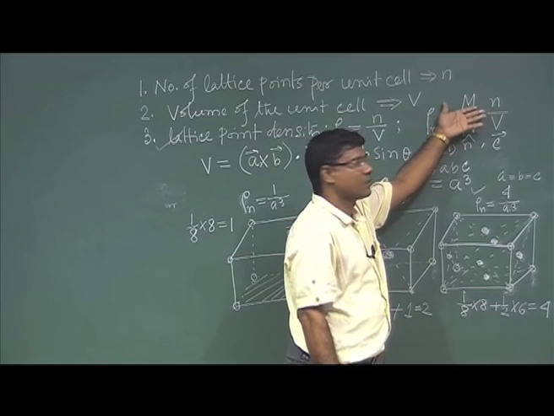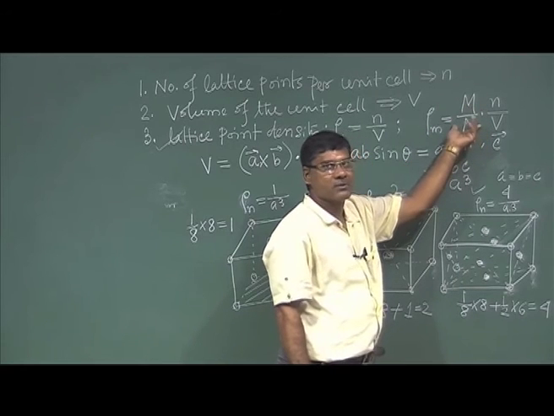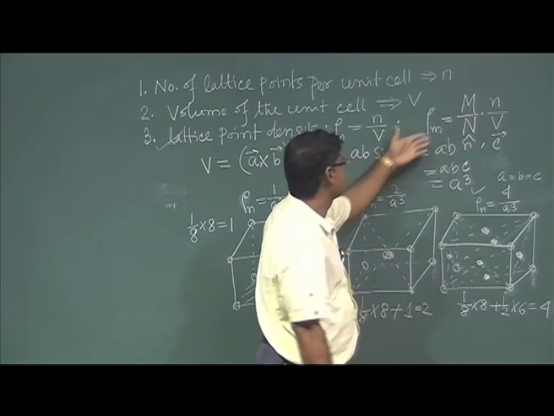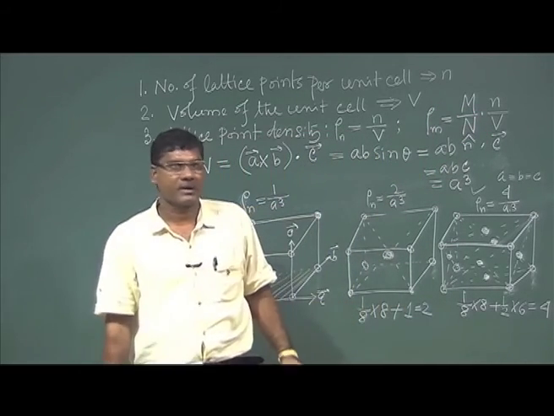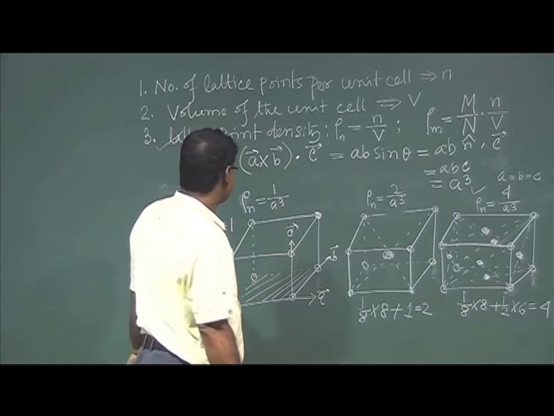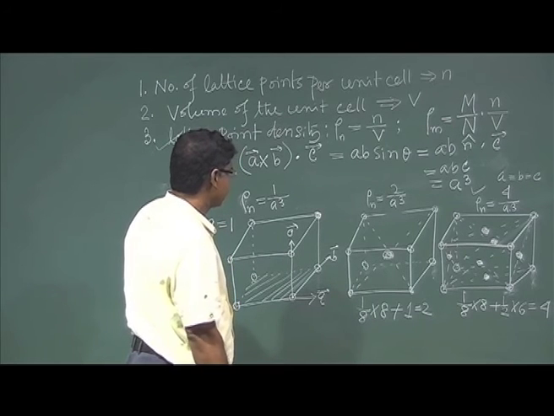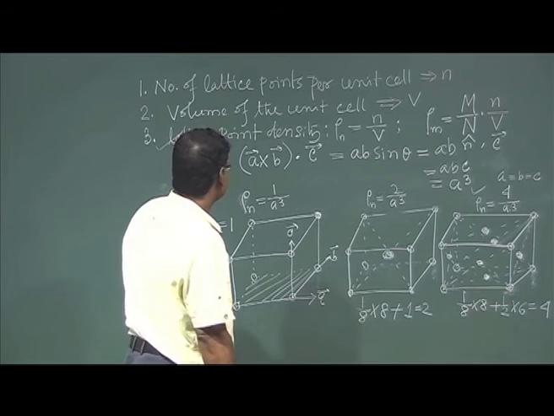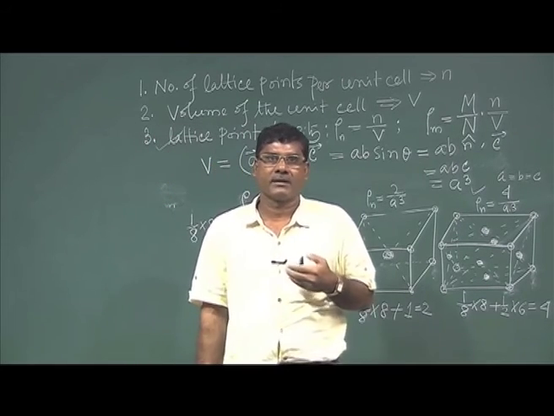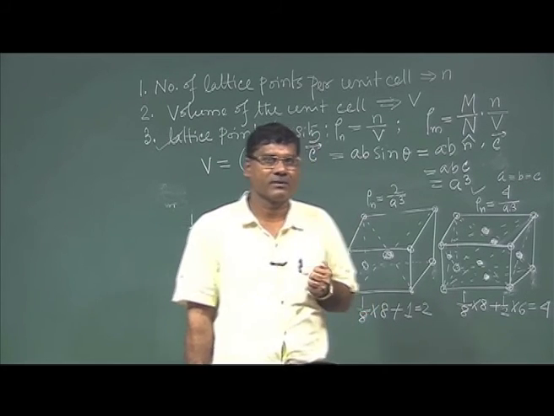If you know the mass of 1 gram mole of the material, then the Avogadro number is known to us, so for that material we can get the mass density. That way we can calculate these parameters, and these are very important parameters that we will see later on. Similarly, the other two, the packing fraction as well as the coordination number, we can calculate.